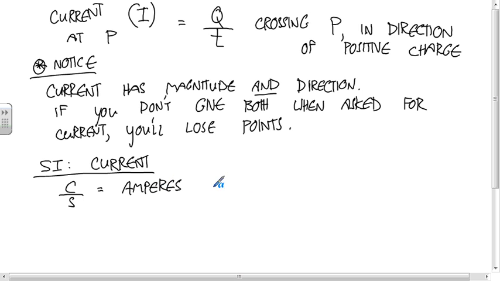People don't tend to say amperes. They usually just call it amps. Ampere was a guy's name. And it's abbreviated as a capital A.